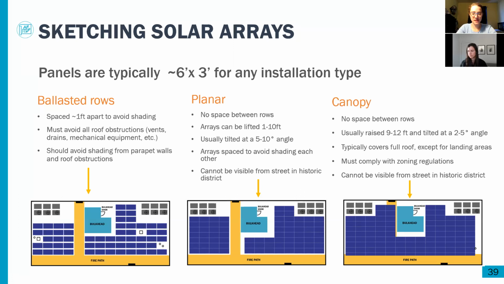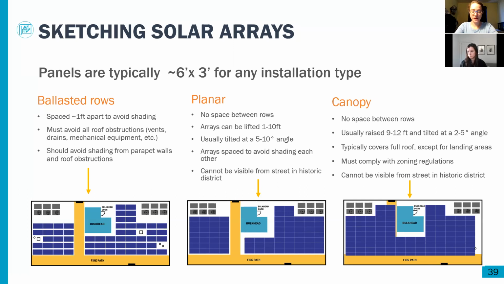Canopy also has no space between the rows. Usually the lowest point is 9 feet in the air, and they're usually tilted less. So I'd actually say like a 0 to 5 degree angle, but 2 to 5 is most common. And they can cover the whole roof, except for the required FDNY landing areas.